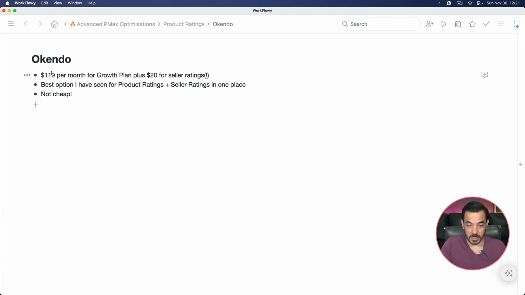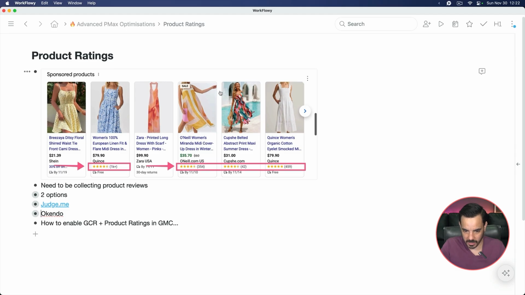It's $119 per month for their growth plan, and then you end up paying a bit extra for adding on the seller ratings, right? I think it's an extra 25 bucks for the seller ratings. I can't remember the exact amount, but it's something in that region. It's been a while since I asked them for an update on this. But yeah, it's a fair chunk more expensive than if you just went with Judge.me at 15 bucks per month.